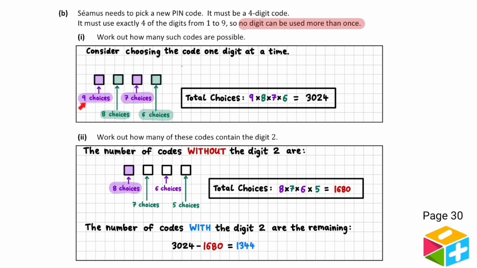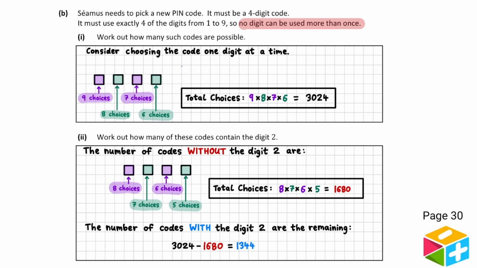Similar to part 1, each successive box will have 1 fewer choice than the previous box. This is due to the fact that we're not allowed repeated digits. So each time we write a digit in the box, it rules that out as a choice for future boxes. So the total choices for the number of codes without the digit 2 will be 8 by 7 by 6 by 5, which is 1680.